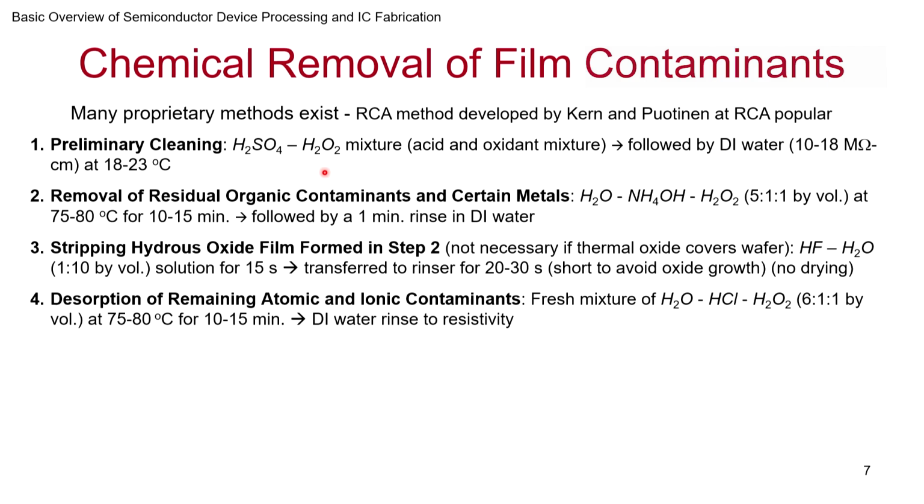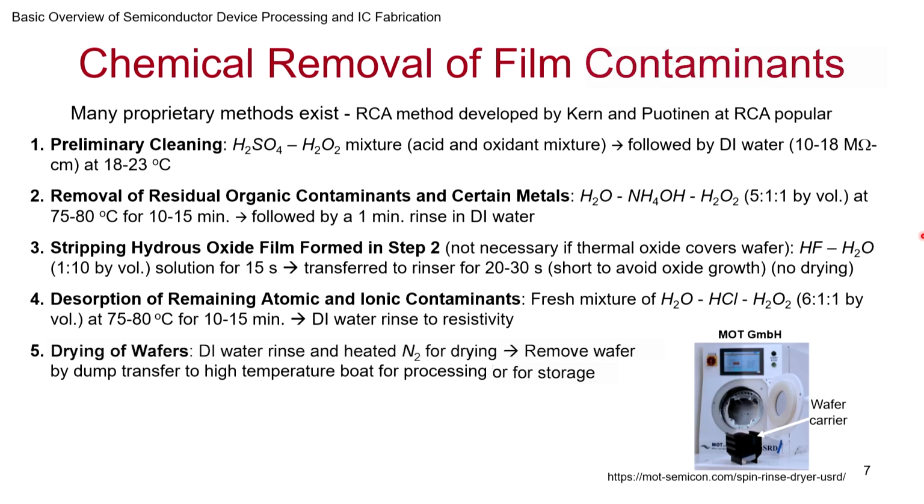Then following that, we come to the next main cleaning, desorption of remaining atomic and ionic contaminants. For this, we again use another acidic mix, H2O, HCl, and the oxidizing H2O2, in this ratio at 75 to 80 degrees again, and this is again for another 10 to 15 minutes. Once this is done, you again go through a DI water rinse. So first organic cleaning and then acid base cleaning to get rid of all the contaminants and metals and so on, and following that you do the drying.